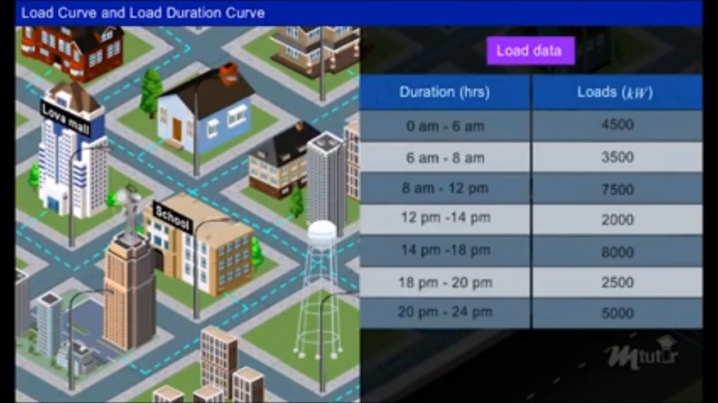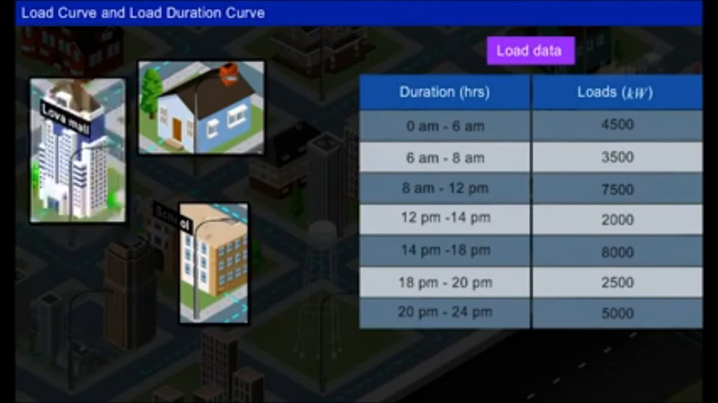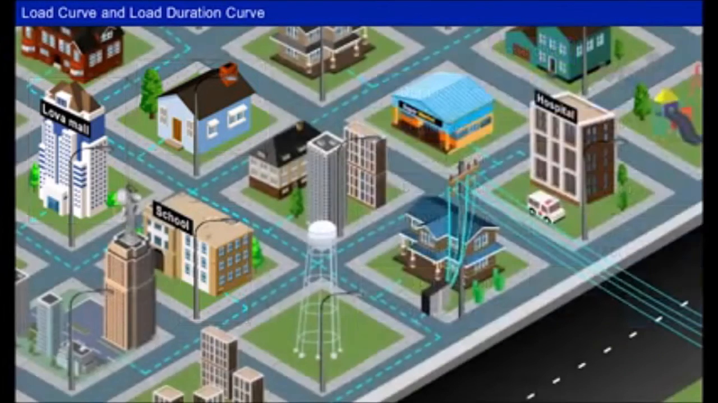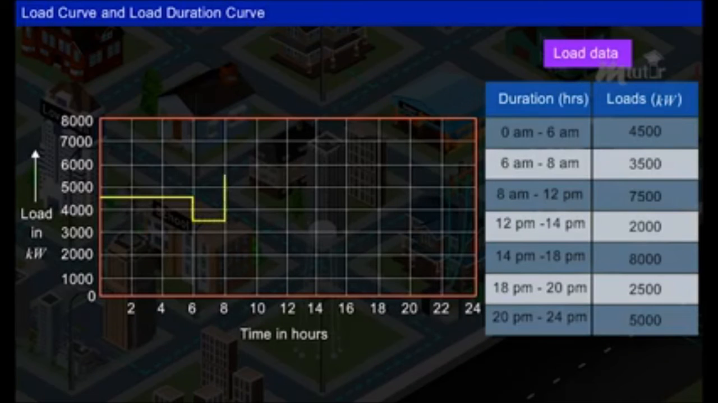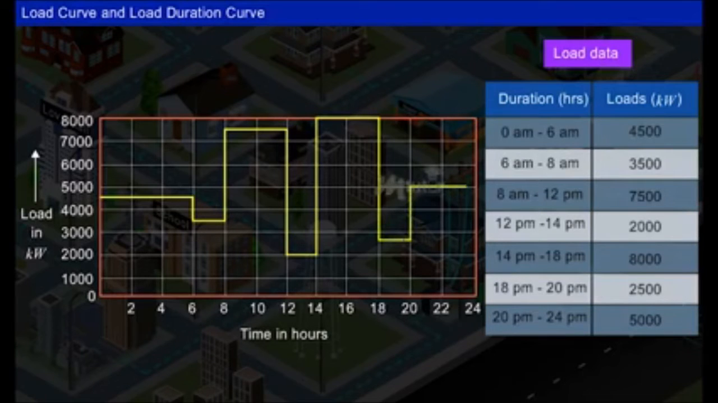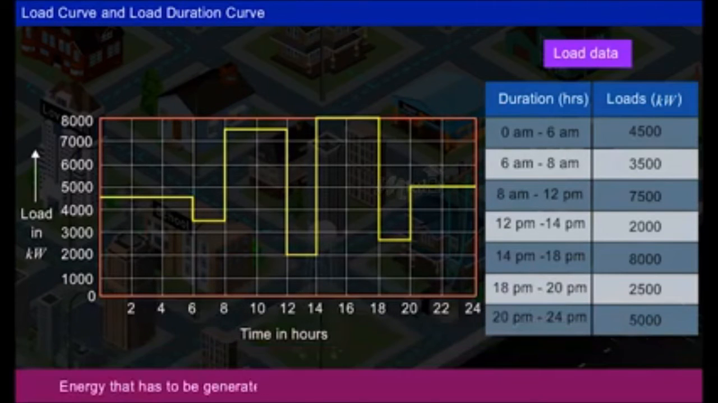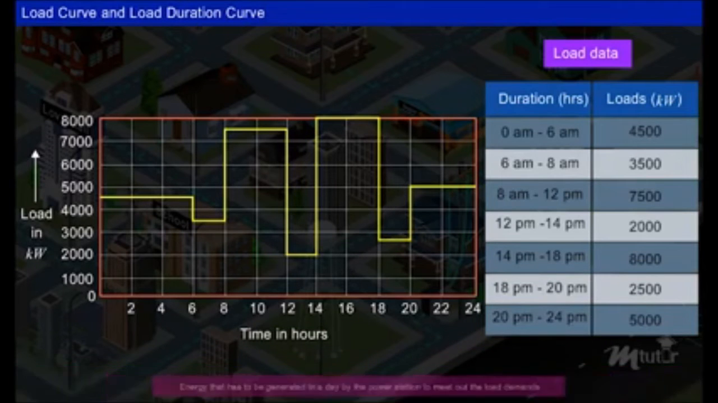The typical load data for Iowa City consumed by lighting, domestic and commercial loads in a day is shown. Based on this load data, a load curve is drawn between load in kilowatt and duration in hours. The area under the load curve represents the energy that has to be generated in a day by the power station to meet the load demands.